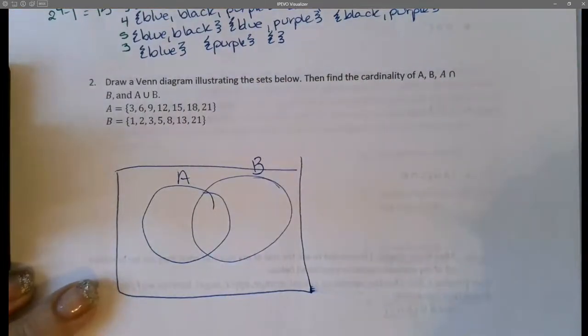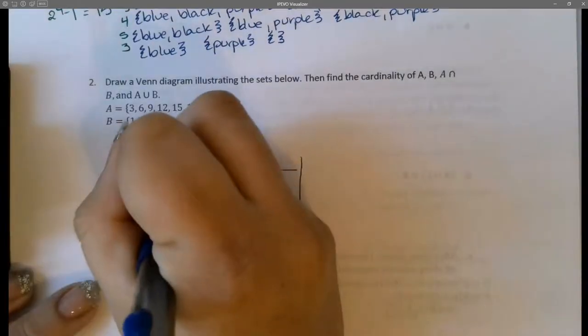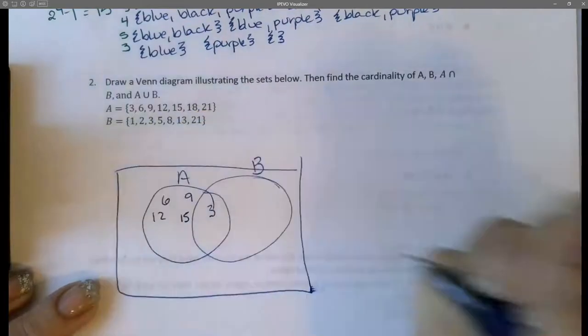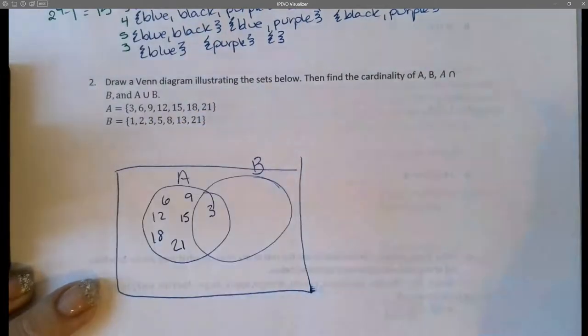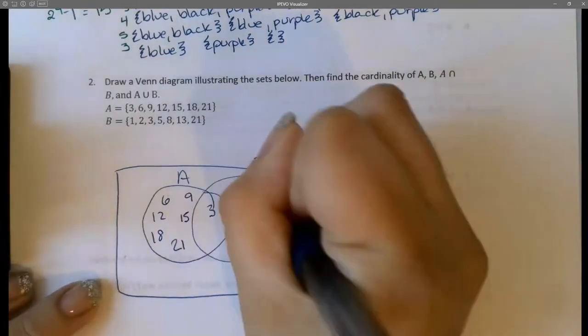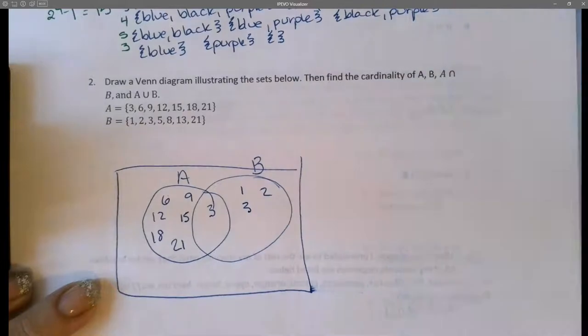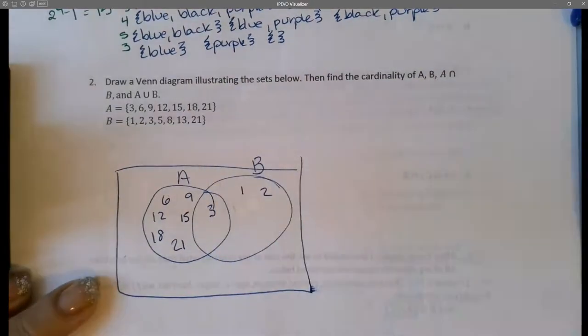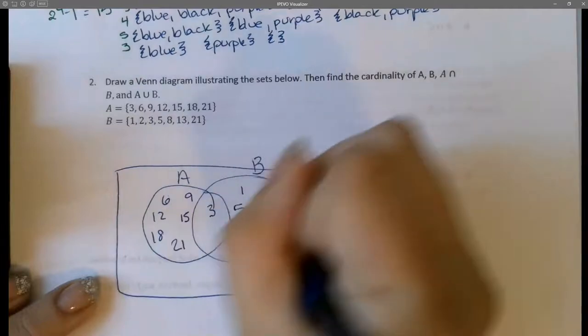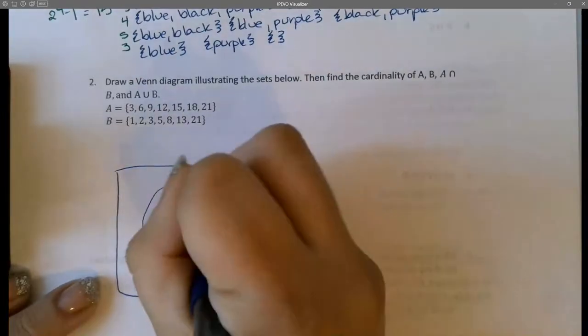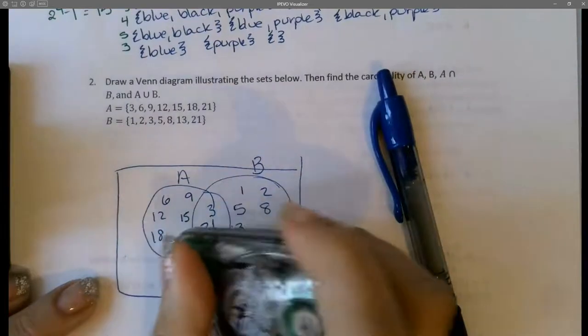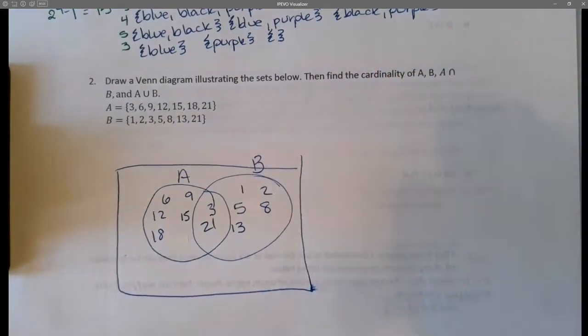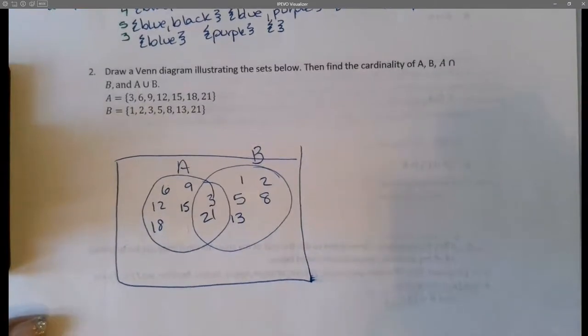Okay, so I have groups A and B. I'm looking for what numbers they have in common. I see 3. I see 3. I think that's it. Okay. I have 6, 9, 12, 15, 18, and 21 for my other numbers of A. Then for B, I have 1, 2, 3. 3 is already written in the middle, so I don't want to write that there. 5, 8, 13. Oh, 21 was repeated. So then that is one part I was looking for.